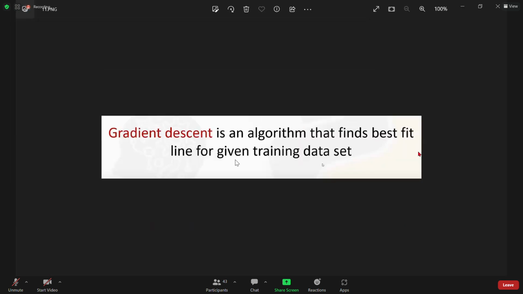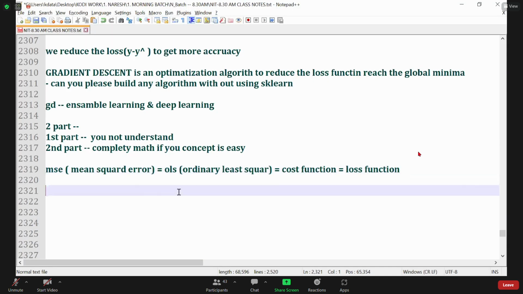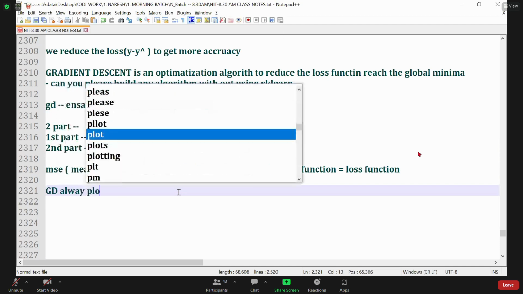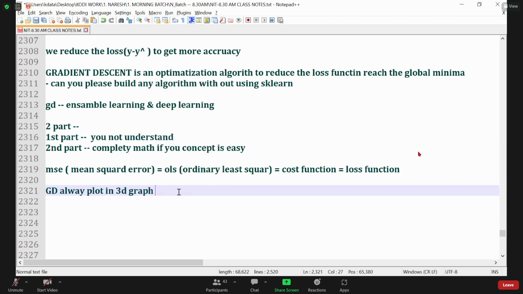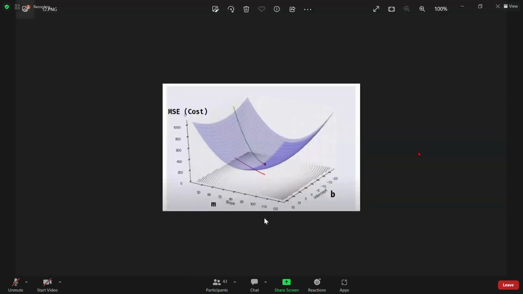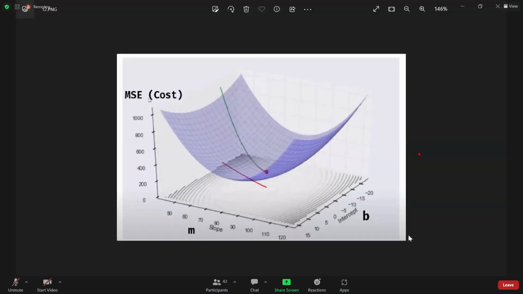Now the next one. Gradient descent is an algorithm that finds the best fit line for a given training data set. What exactly, guys? Gradient descent is an algorithm that finds the best fit line for a given training data set. So the GD graph, gradient descent, is always plotted in a 3 dimensional graph. What is meant by 3 dimensions? I'll show you. Here, did you see this is 3 dimensions or not, guys? So what exactly do we have, X, Y, Z?